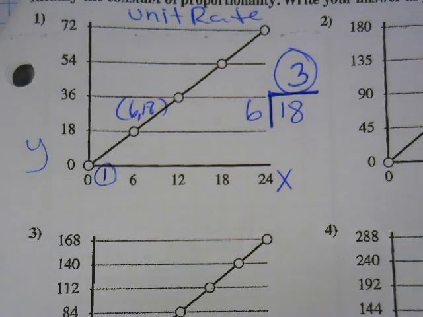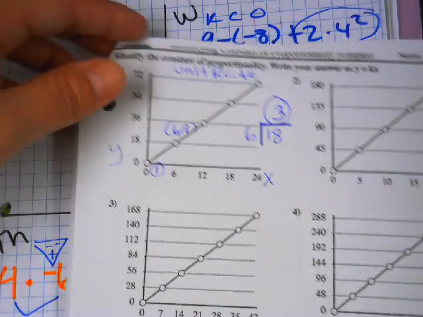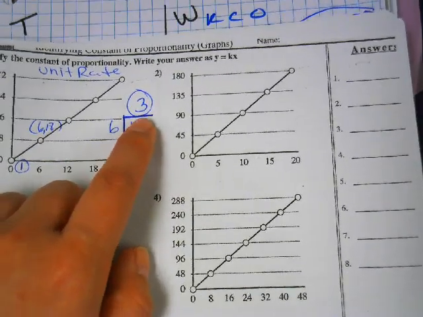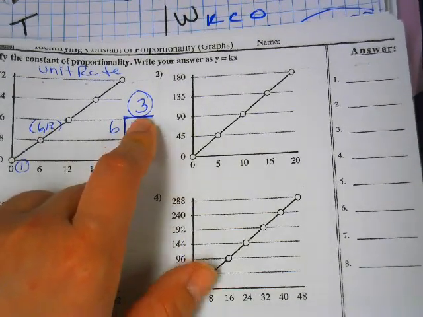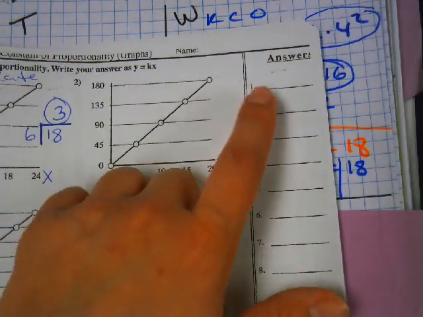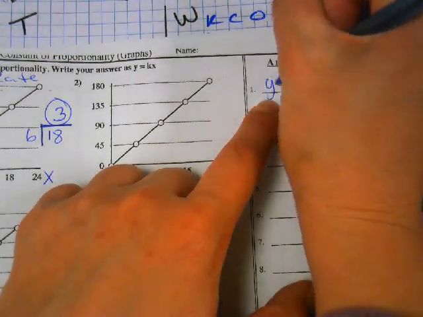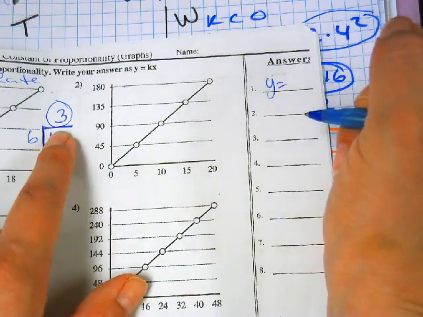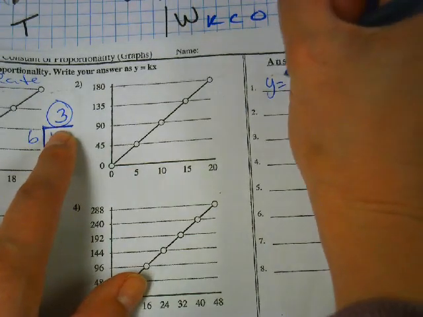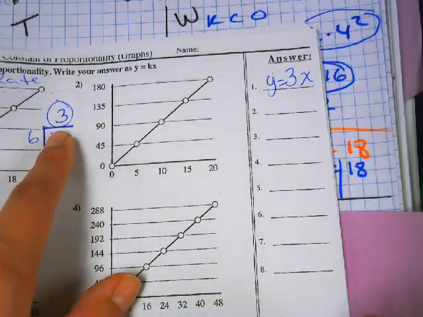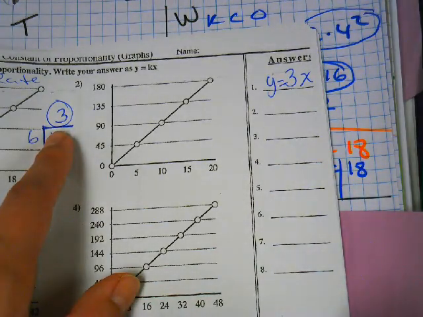Yeah, that's it. So once you divide, whatever number you get, that's your unit rate, Brandon. Okay, so my answer for the equation is y equals, what did I get when I divided? 3, so it would be y equals 3x. Okay, number 2.